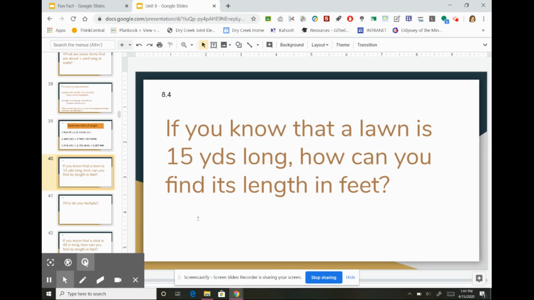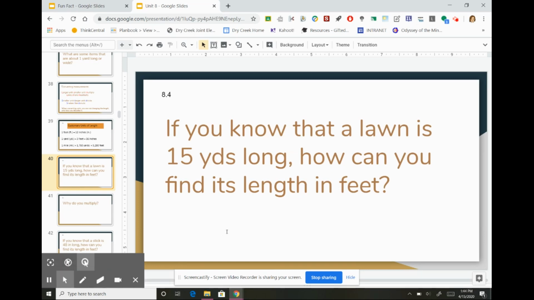Okay, let's look at our first problem. If you know that a lawn is 15 yards long, how can you find its length in feet? So stop the video for a moment and think about this, and then we'll talk about it.